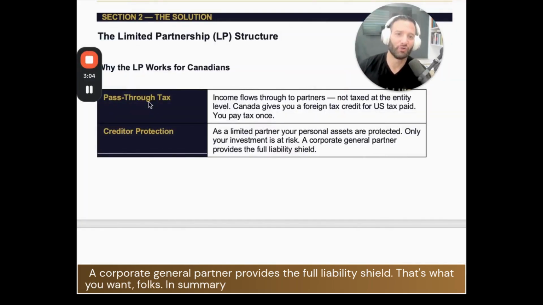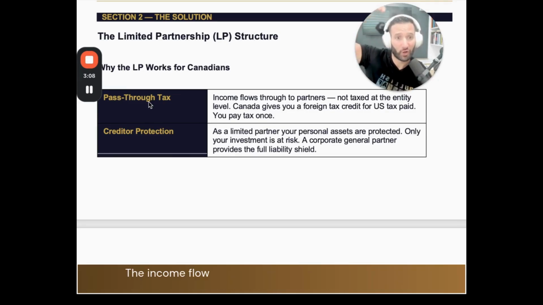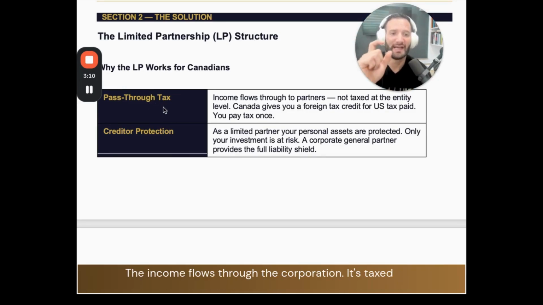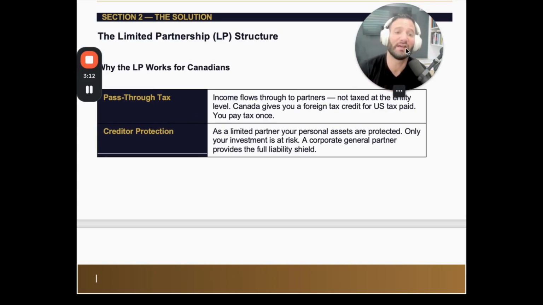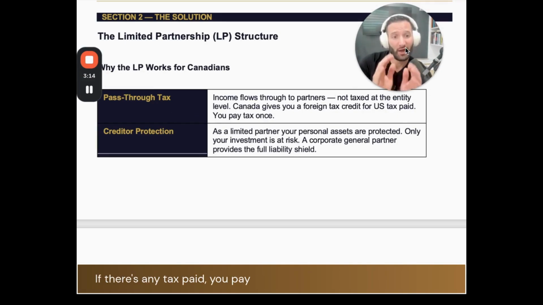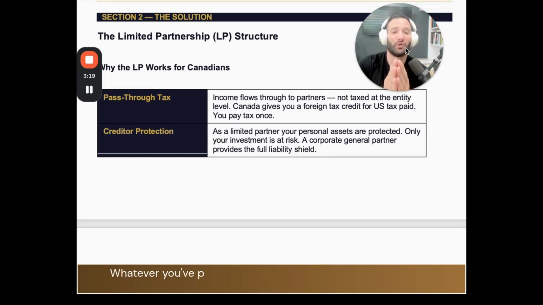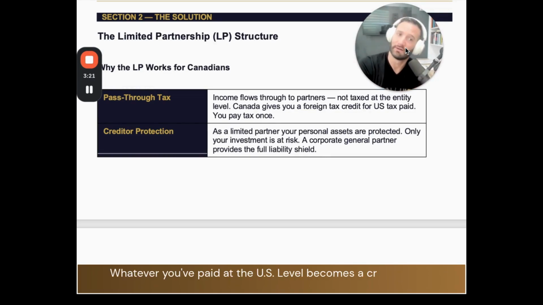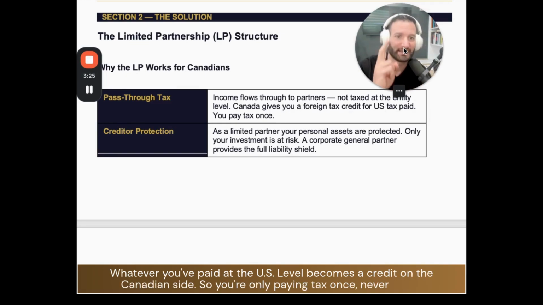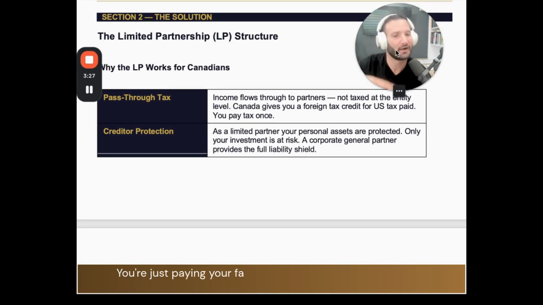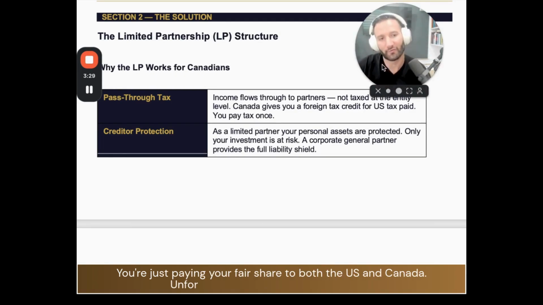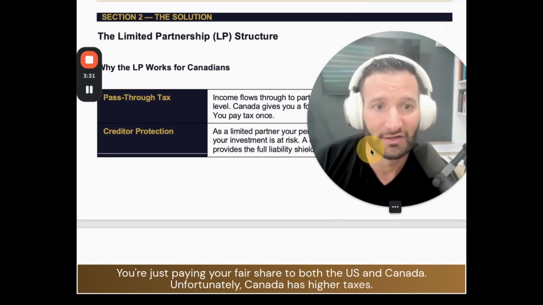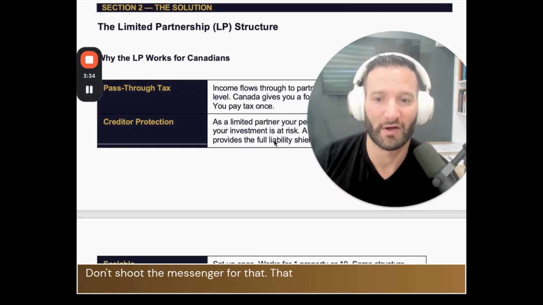In summary, you buy a US property, it's held under the LP, the income flows through, and it's taxed only on the individual level. Whatever tax you pay, you pay at the US level. Whatever you've paid at the US level becomes a credit on the Canadian side. So you're only paying tax once, never twice. You're just paying your fair share to both the US and Canada. Unfortunately, Canada has higher taxes. Don't shoot the messenger for that. That's not my fault, okay?